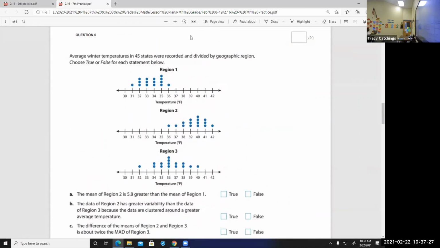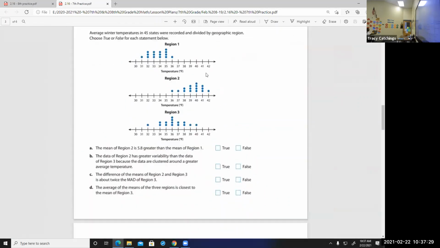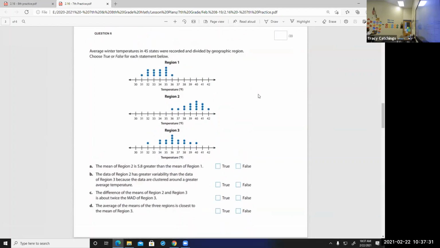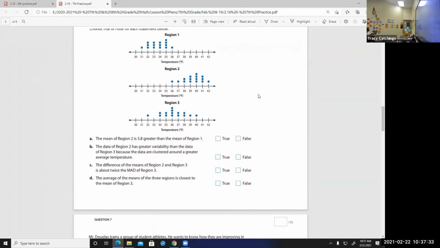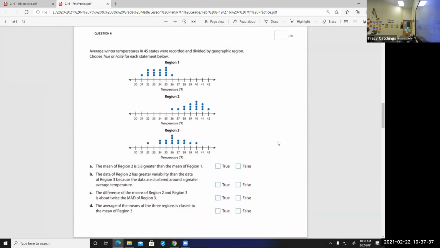All right, it said the average winter temperature in 45 states were recorded and divided by a geometric region. Choose true or false for each statement. A says the mean of region 2 is 5.8 greater than the mean of region 1. Before I can answer that, what do I need to do? Let's find the mean. Let's look at region 1.